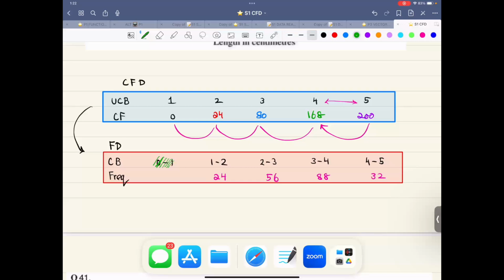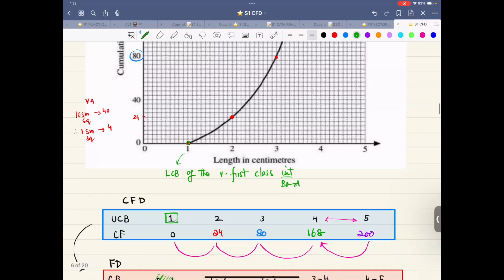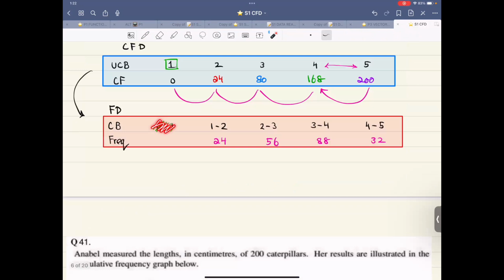The data for this part was not given because this is touching 0. So this is the lower class boundary of the very first class interval. So there would be nothing below that. If we were talking about 0, it would have touched at 0. It's not touching. So this is a useless thing.